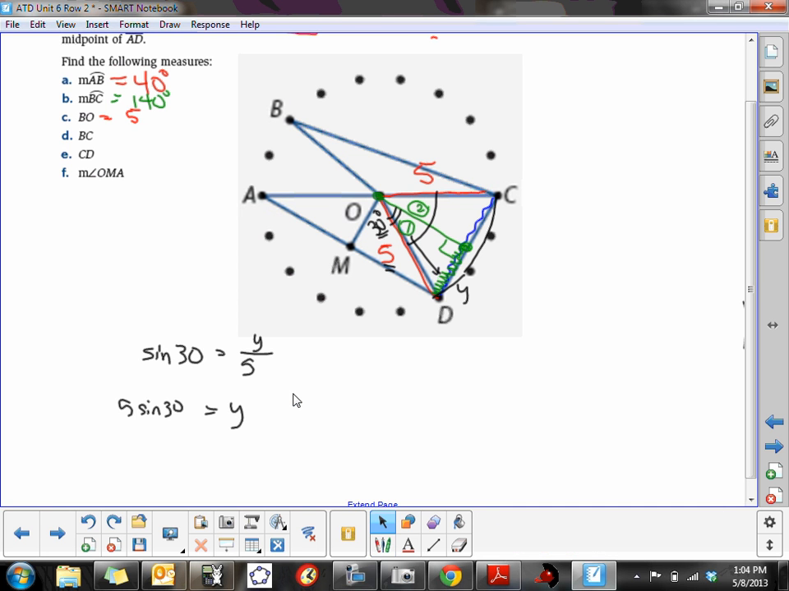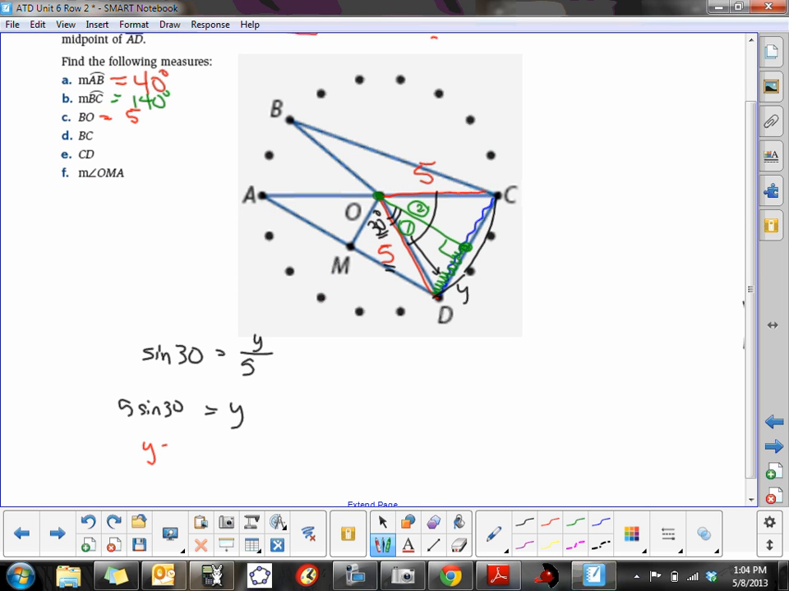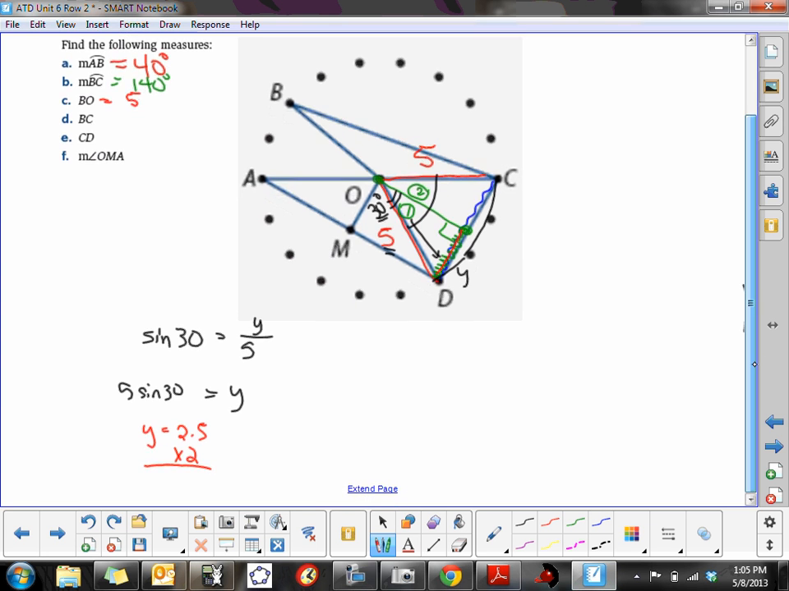Okay, now that's pretty simple. All we got to do is grab a calculator, type in 5 sine of 30, and it's 2.5. So y has to equal 2.5, and 2.5 was half of that length, so I'm going to double it, so take it times 2, and that means the entire length from C to D is 5. So CD is 5.0. I think we have BC is 9.4.